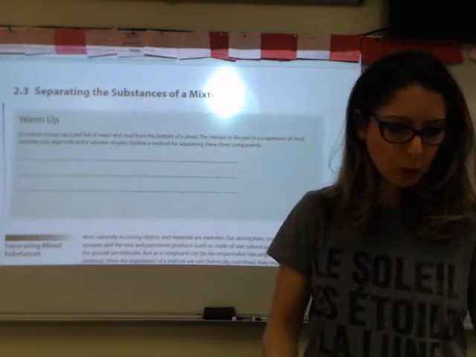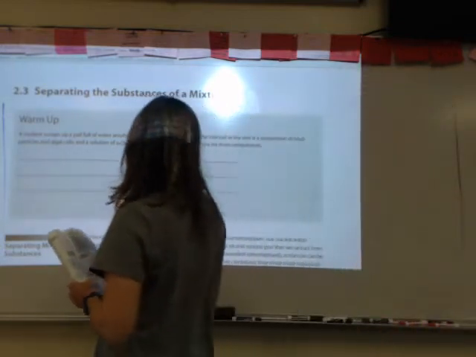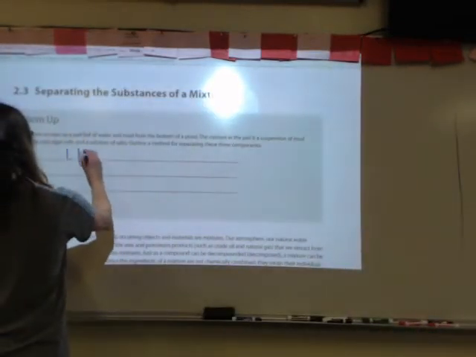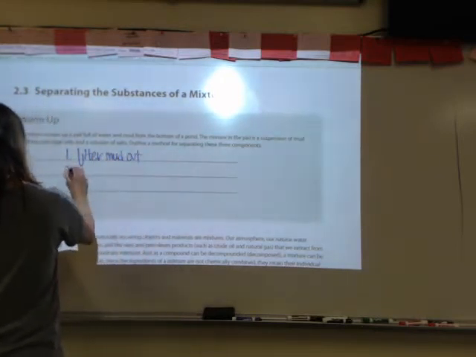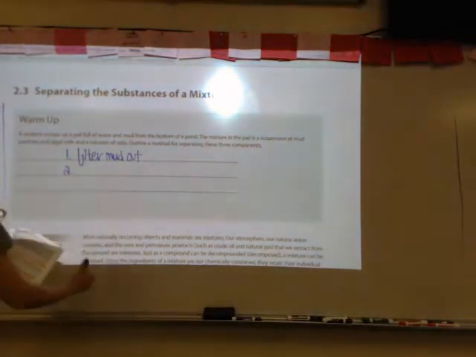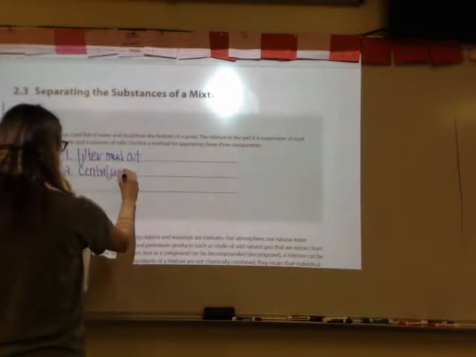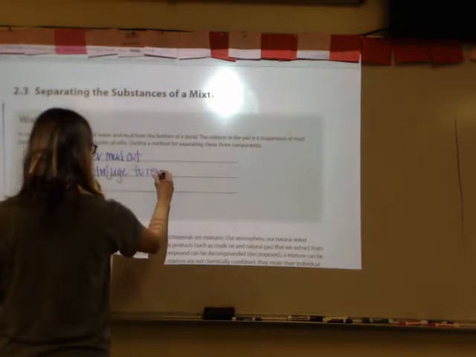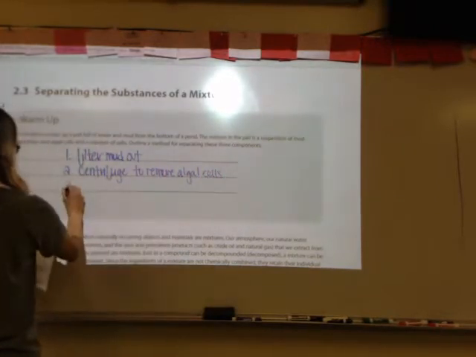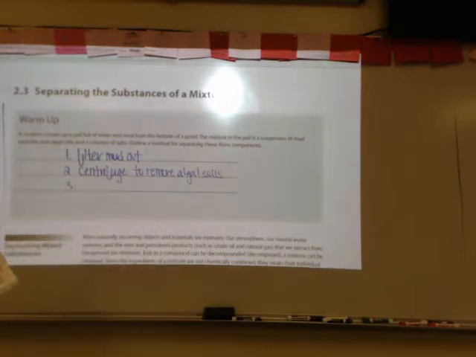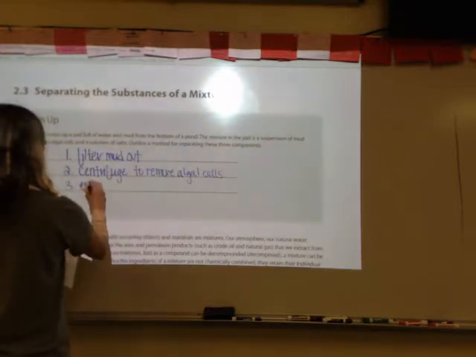Okay, so first what we'd probably want to do is filter out the largest particles that we possibly could. So I would filter the mud particles out. Second thing is I would try to remove the algae cells, and I would probably do that through centrifuging. When you centrifuge something, you separate it by density. And number three, if I want to get the salt separated from the water, you want to evaporate the water to leave the salt behind.